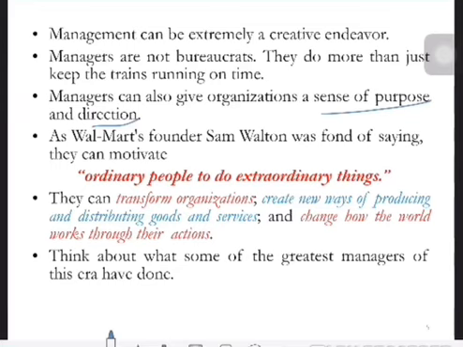They can, for example, transform organizations from A to B. They can create new ways of producing and distributing goods and services. So such managers can create new ways, there is a creative process in such cases, and change how the world works through their actions. So these are all parts of managers. Think about what some of the greatest managers of this era have done.